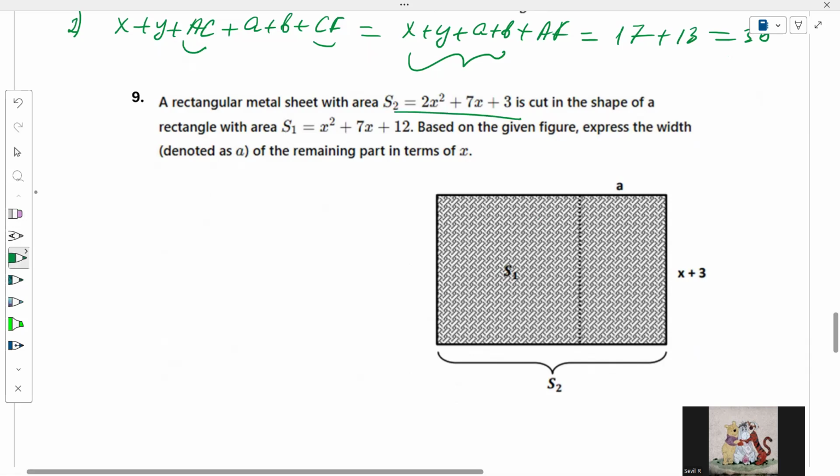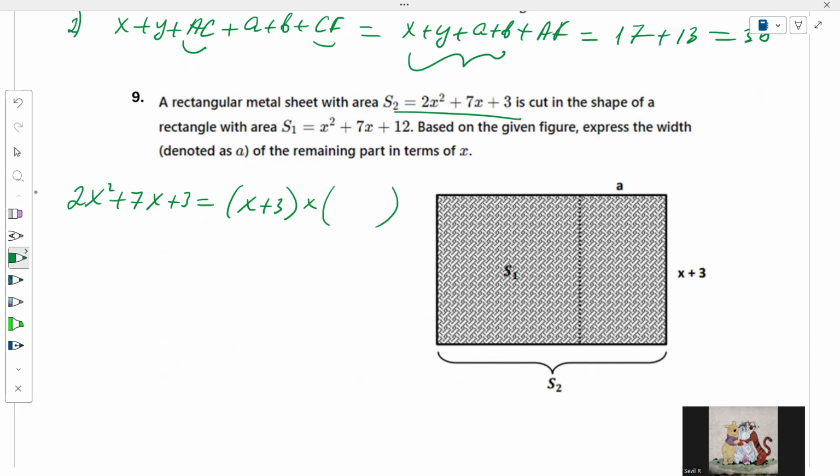You can figure out this 2x squared plus 7x plus 3. As you see, it's x plus 3 times something, right? So all the time, the best way is to plug x equals negative 3. When you plug negative 3 instead of x, you see negative 3 plus 3 will be 0 times something, yeah? So it turns out our expression will be 0, right? Sorry, if you plug x equals negative 3, our expression is 0.